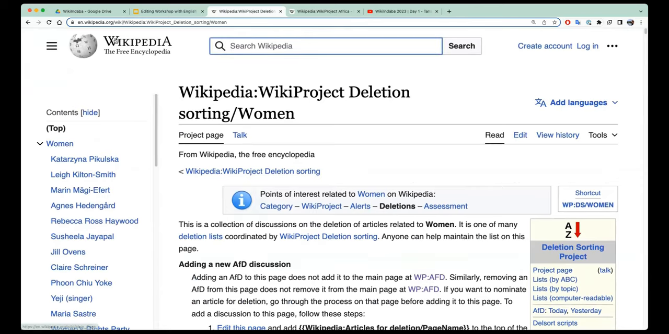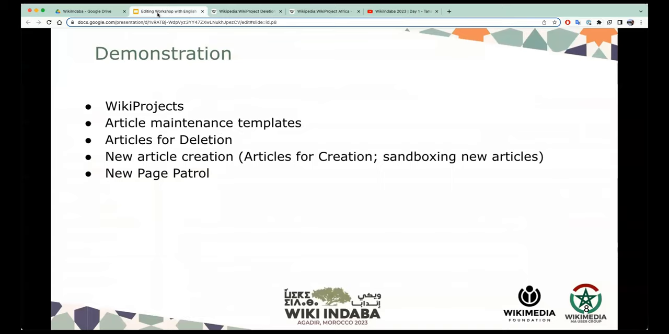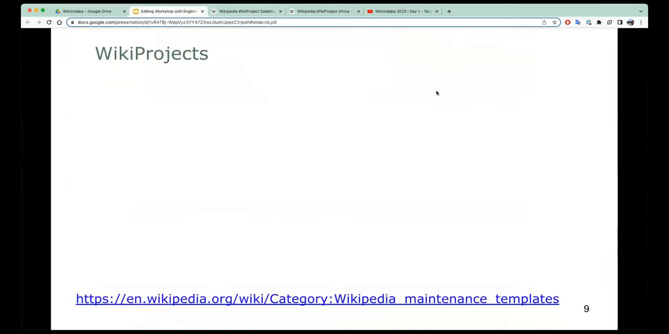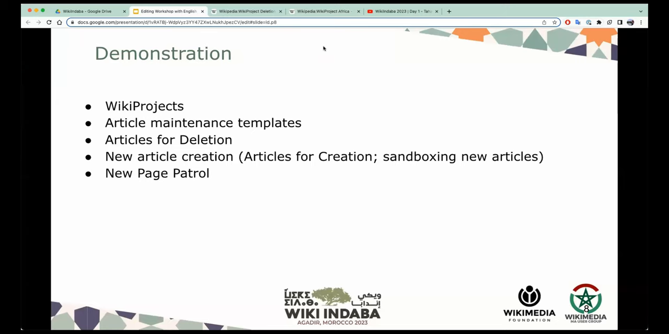Okay, next one that we wanted to look at. New article creation. We don't even have to go there. How many of you have started an article and noticed that it goes into the articles for creation? Nobody? You just started an article in Mainspace. Yeah? Okay. Yeah. I do too. Articles for creation. So we won't talk about that.